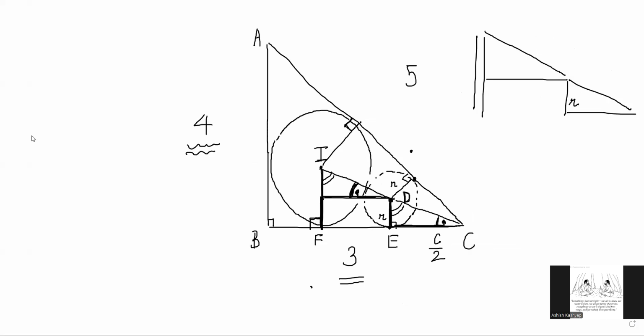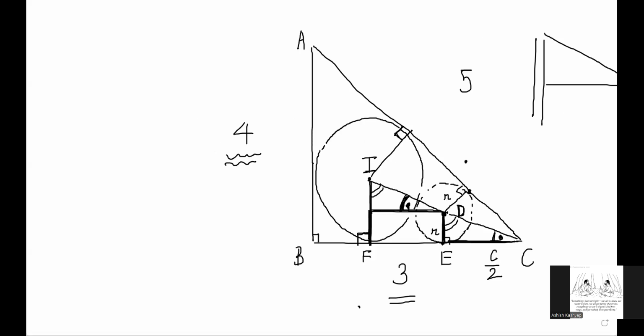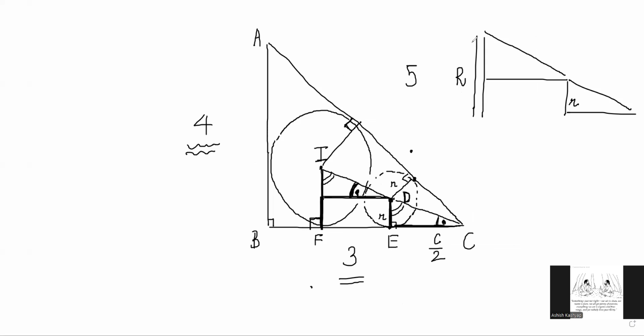So if small r is the radius of the smaller circle, and this is the in radius, let's label it as capital R for now. What I can say is that I know C by 2 is the angle here, right? So I also know the distance between the centers, the hypotenuse. Because the two circles are touching, the distance between their centers will be R plus small r, right?